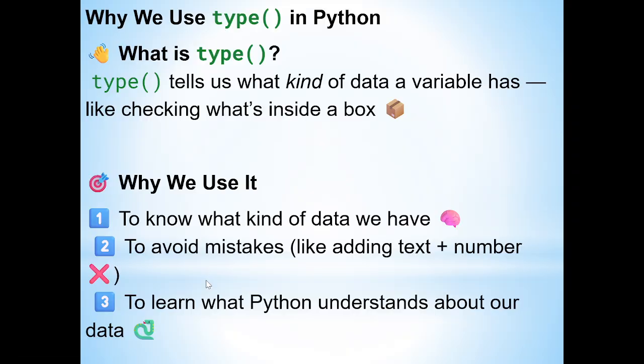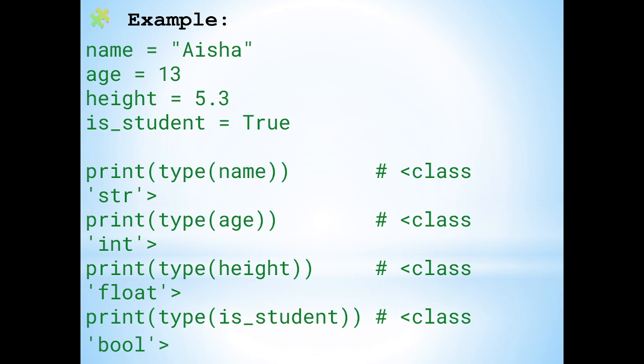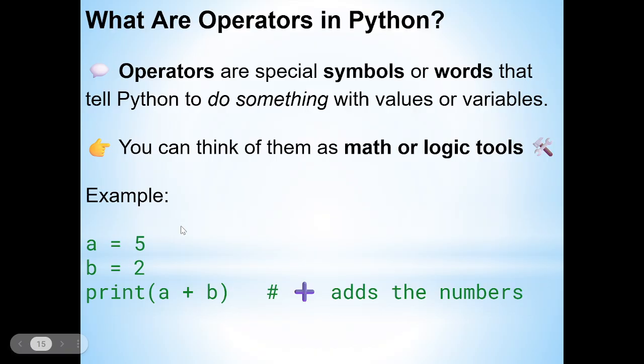Ma'am, why do we use type? We use type to find out which type of data a variable stores. Yes, to check it, we use type. Then we are just checking what the data type is.